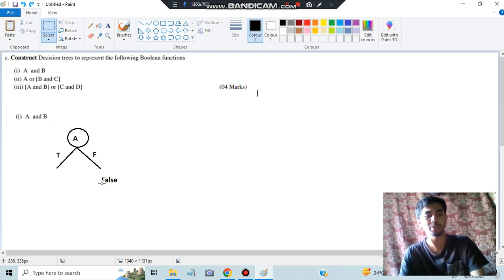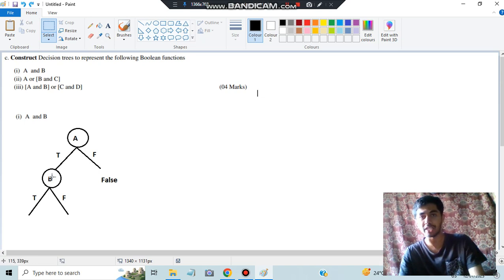So let me explain. If A is false, it will be false itself. If A is true, it will again depend on B, whether B is true or false. If B is true, the final value will be true. If B is false, obviously the final value will be false. So like that you have to do for each question. Okay, let's move to the second one and have a look.